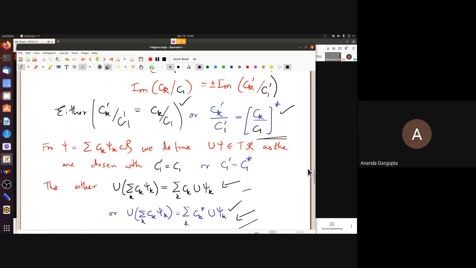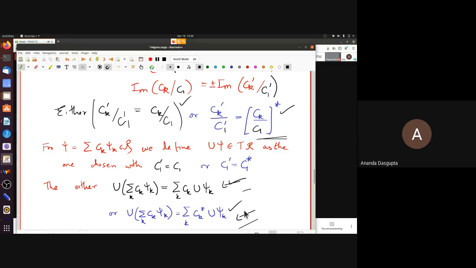And therefore, these are the two possibilities, and for the first possibility, U acting on Ck psi k acts in a linear fashion. For the second possibility, it acts like an antilinear operator. Two possibilities: linear, antilinear. End of story. But there is a gap in the argument, and a rather simple gap.